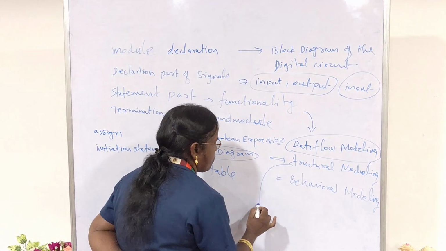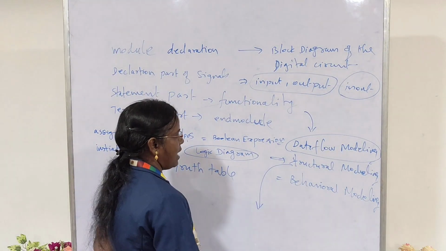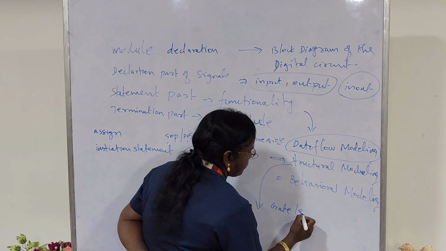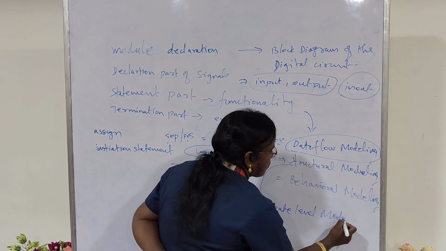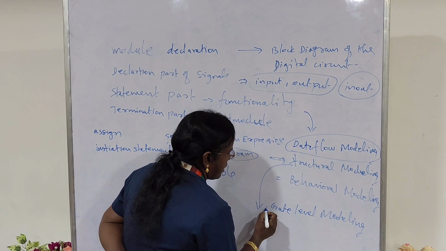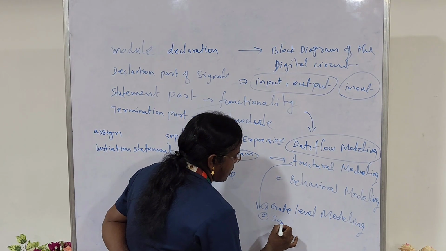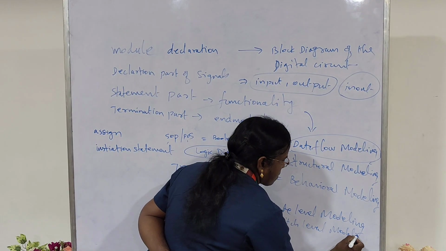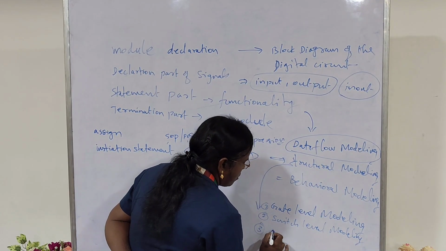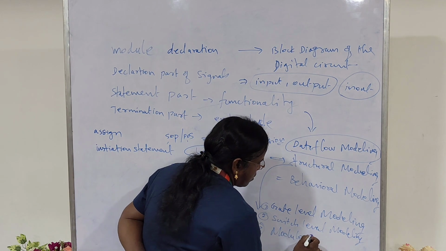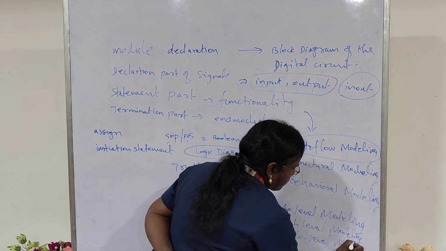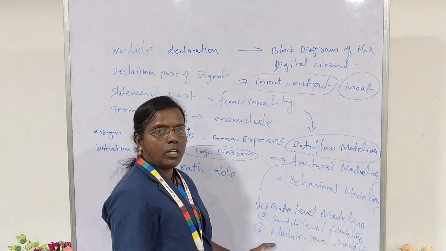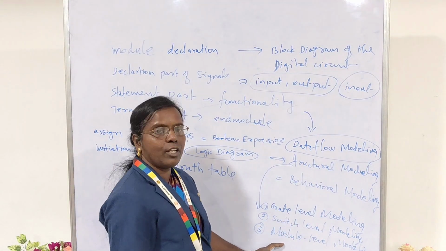This structural modeling is further divided into three levels. One is called gate level modeling. Another one is called switch level modeling. The third one is called module level modeling. So the structure itself can be further divided into three levels: gate level, switch level and module level.